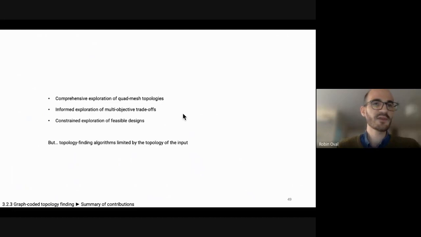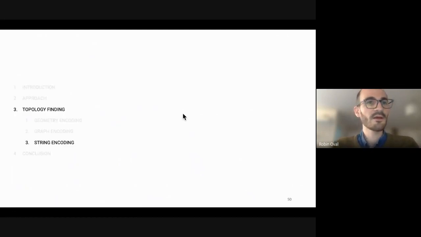Here, one of the limitations was that for the last two topology finding algorithms that I presented, the design space that you're exploring is somehow limited by the input that you have. So you're not discovering it. So you have actually this bound and this limitation in that sense. And so that's why I developed a third strategy, which is string encoding, that allows you to use state-of-the-art solvers and algorithms.